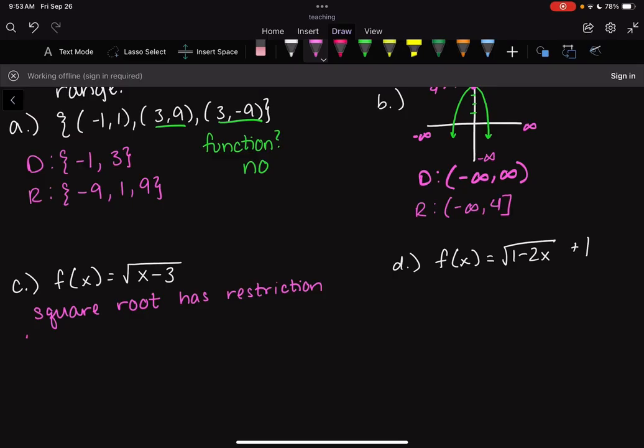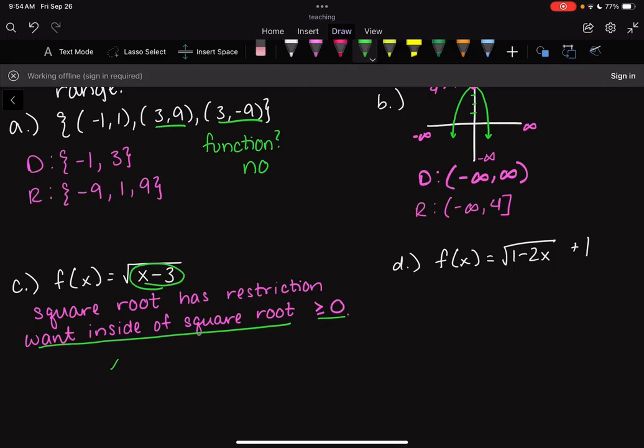So we want the inside of a square root to always be greater than or equal to 0. It can be 0 because we can take the square root of 0, that's fine. And then we always want it to be positive, so we never want it to be negative. So what I'm going to do here is take this idea: inside the square root is x minus 3, and I'm going to set that greater than or equal to 0.